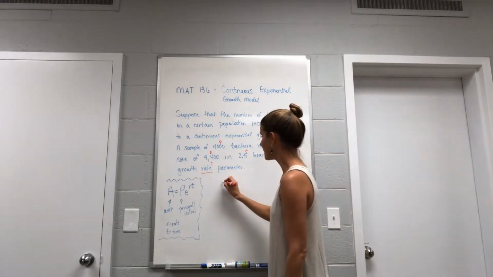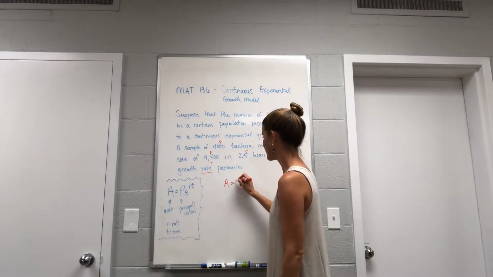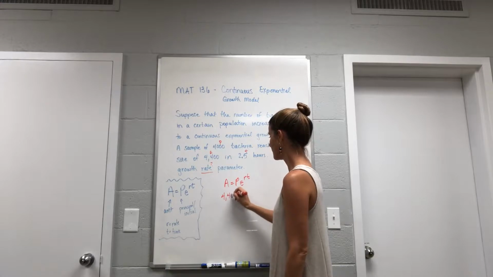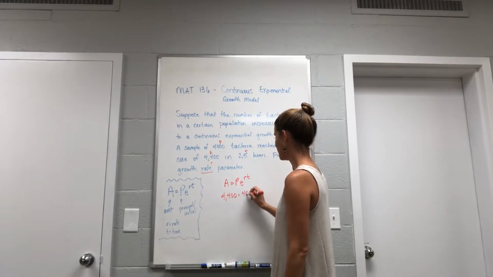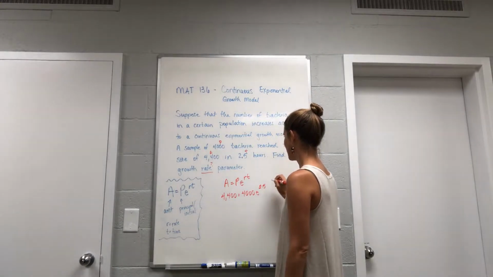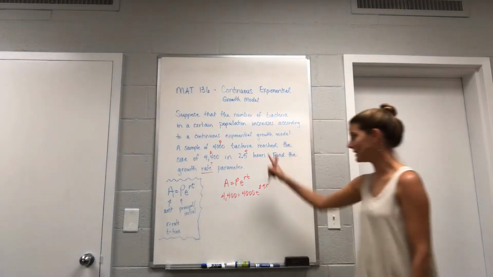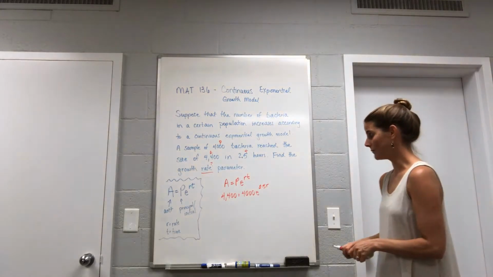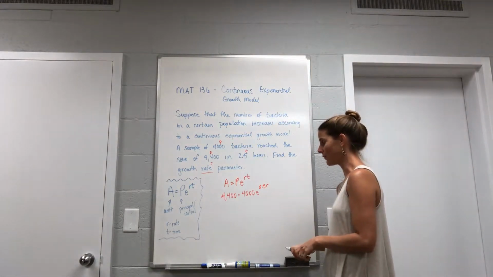So I'm going to go ahead and plug this into the formula. I'm going to rewrite it first. So 4,400 equals 4,000 e to the 2.5r. So t is the 2.5. I don't know what r is, so I'm plugging that in just as r, and that's what I'm going to be solving for.